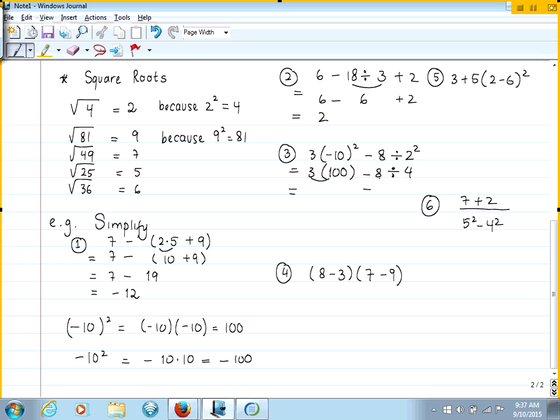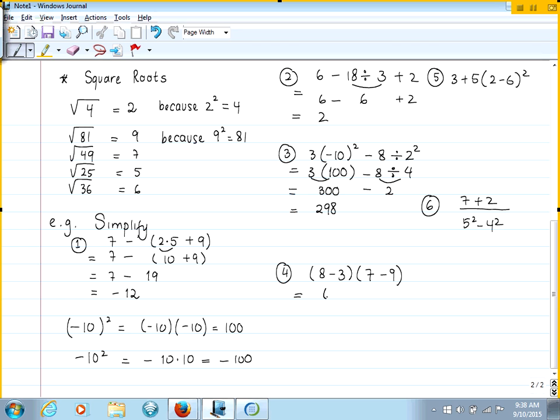Multiplication and division. You could do them on the same one. Yeah. 3 times 100. 300 minus 2, which is 298. Finish. Is it easy? Yes. Next.